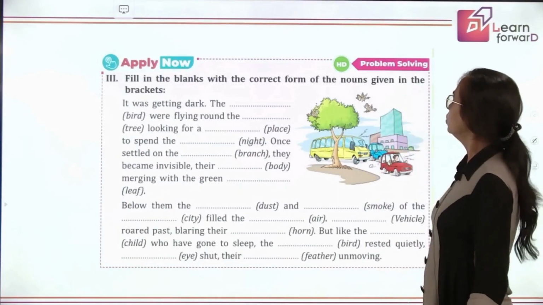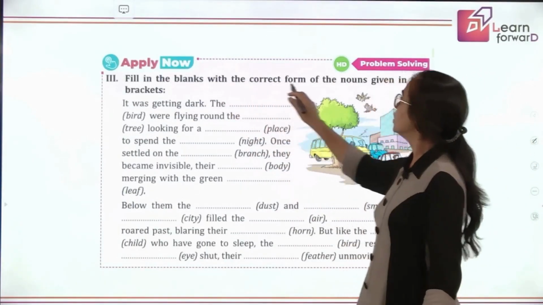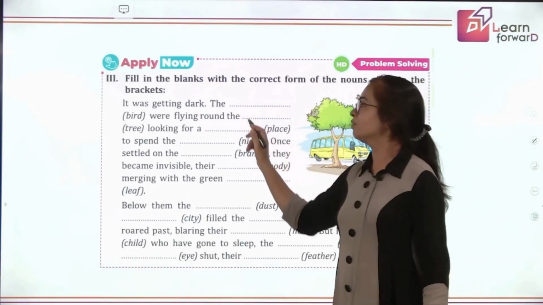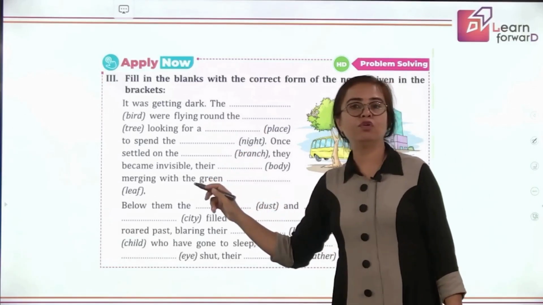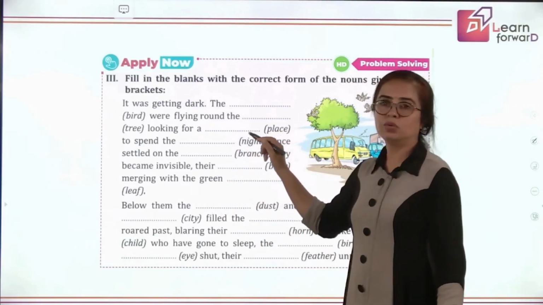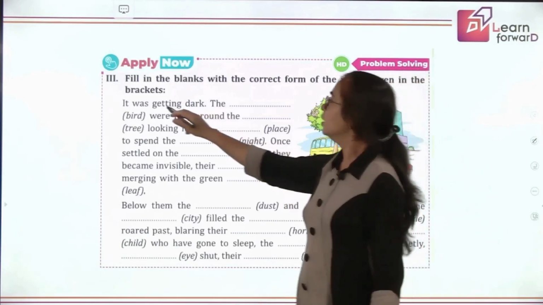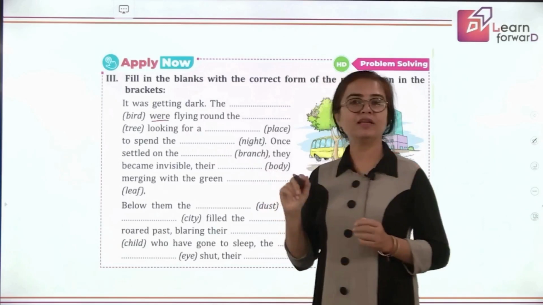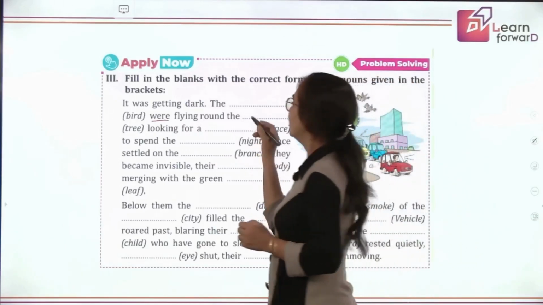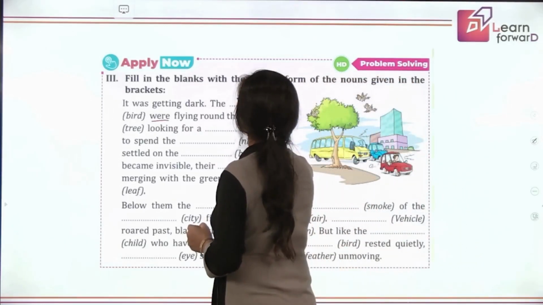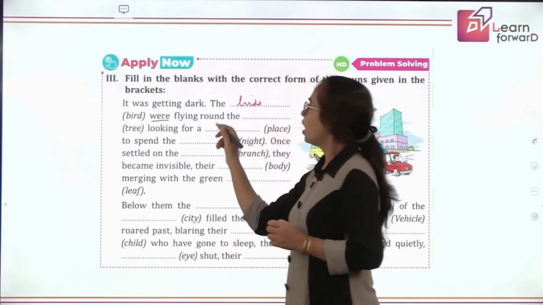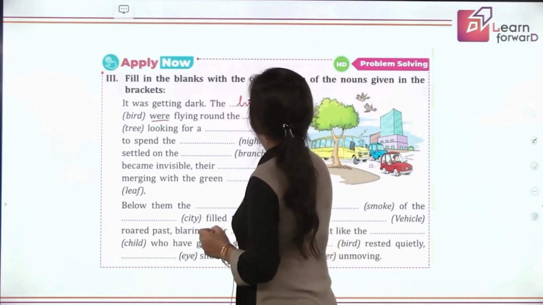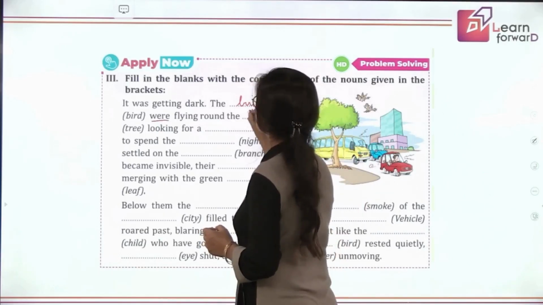Now we'll quickly do this exercise. Fill in the blanks with the correct form of the nouns given in the brackets. Here also you will have to remember and be very careful whether to use singular or plural nouns. It was getting dark. The dash were flying. So it's used for plural. It will be the birds were flying round the tree. Do you see there is only one tree in this picture? So we will use tree.